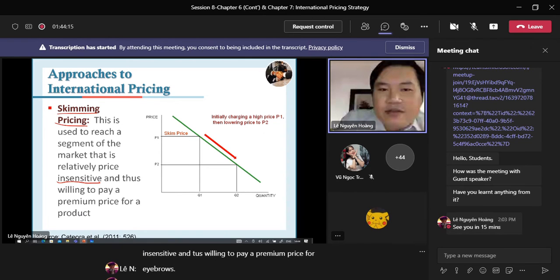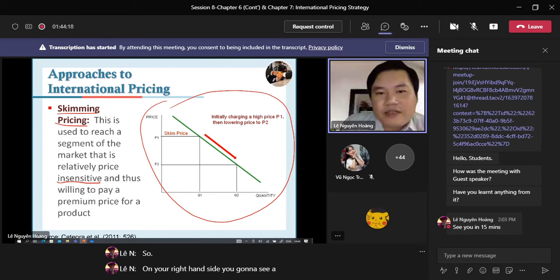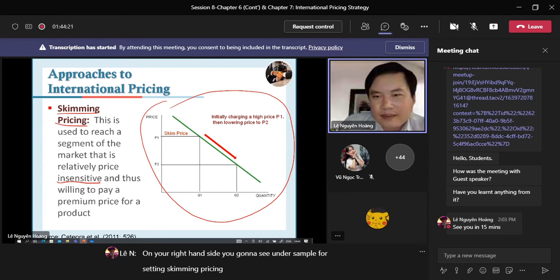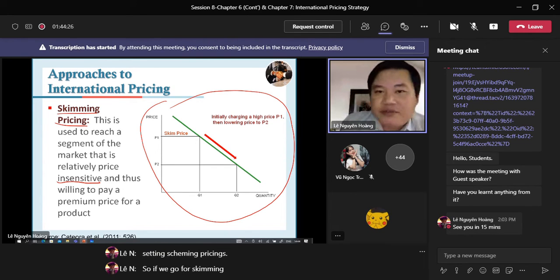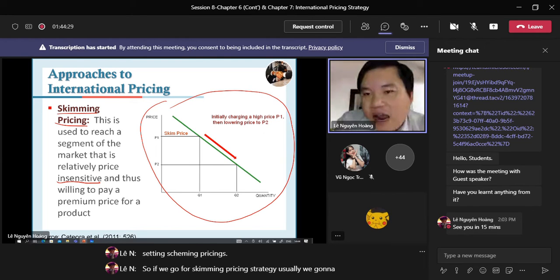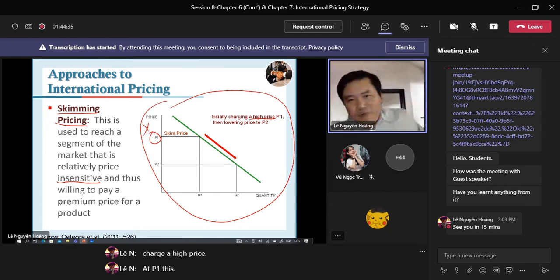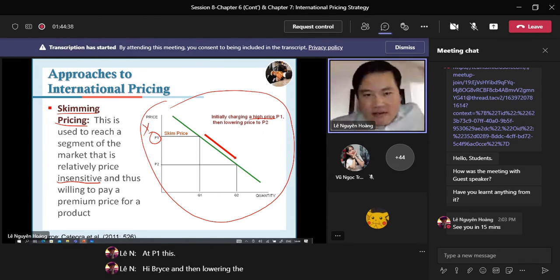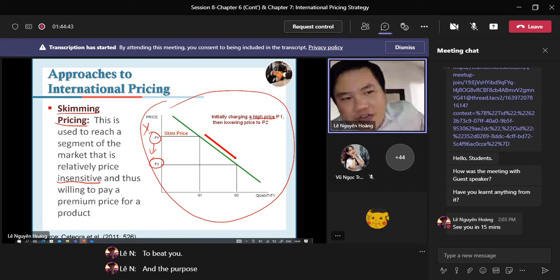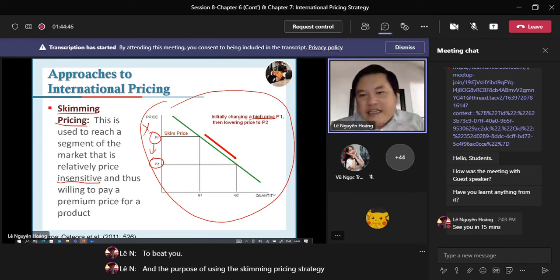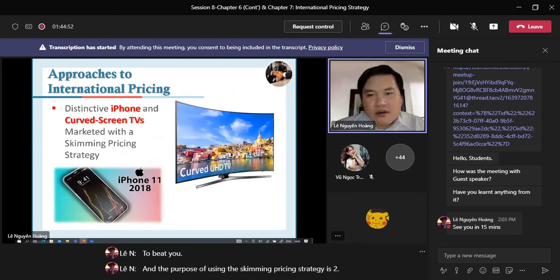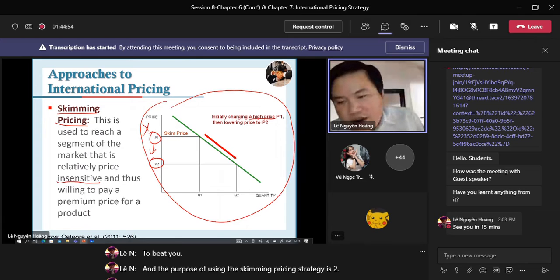So on your right hand side, you're going to see an example for setting skimming pricing. If we go for the skimming pricing strategy, usually we charge a high price at P1, and then lower the price to P2. And the purpose of using the skimming pricing strategy is to quickly recover the cost of R&D.